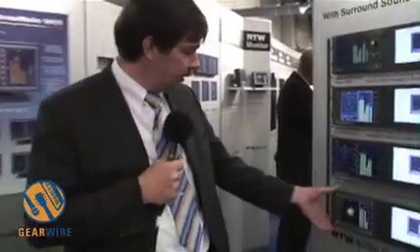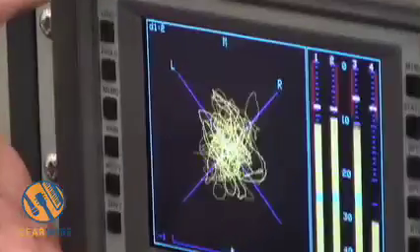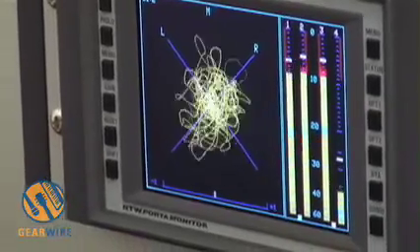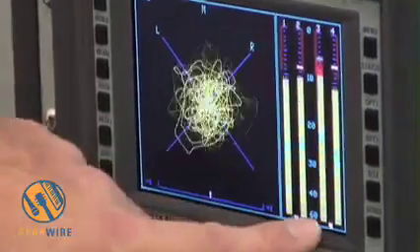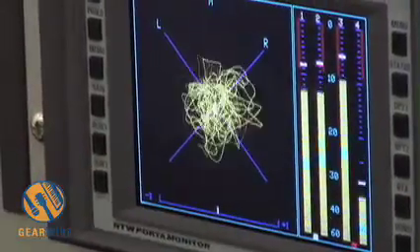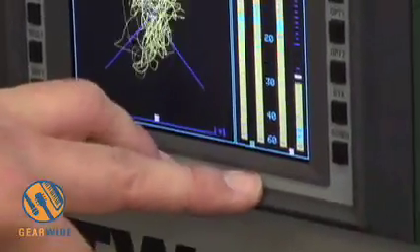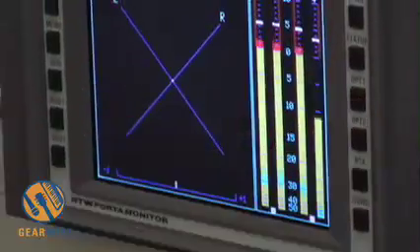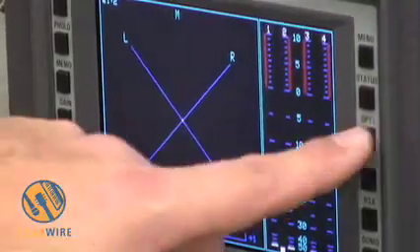Okay, this one is a half unit rack mountable unit that is capable of handling 4 analog channels and 2 AES channels to display the level of these channels and the stereo image of these channels. This could be in one domain or it could be mixed domain. Right now we have it in one domain, and then you can toggle to the other domain. There's no analog signal present right now.